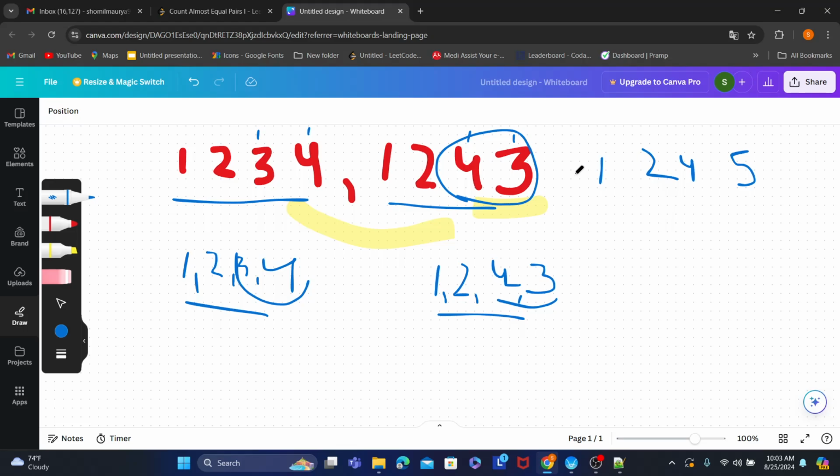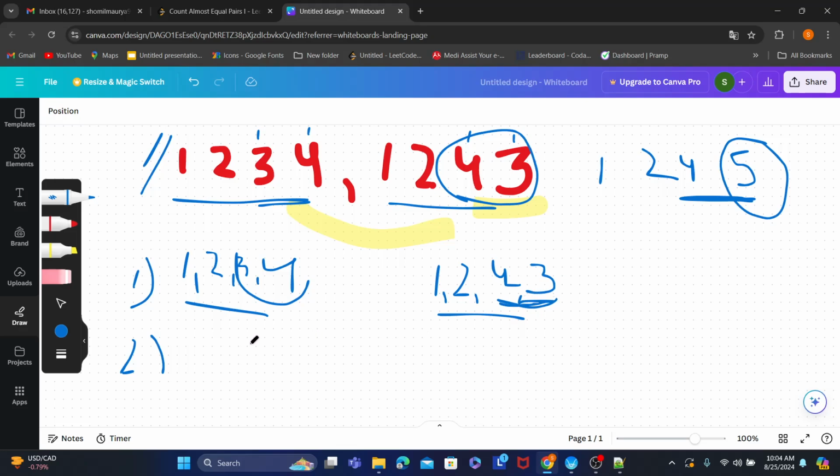Okay, these also, if we check this and this also differs at only two positions, you see, 4 5 and 3 4, but this can't be the answer because it contains the digit 5 which is not present in this number. So the first condition we need to check is that the digits must be the same. Second, if the digits are the same, then we check that they differ at most at two positions.